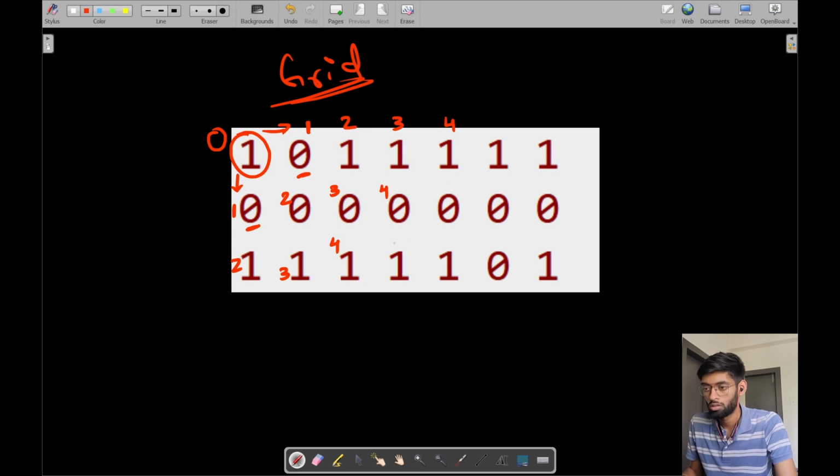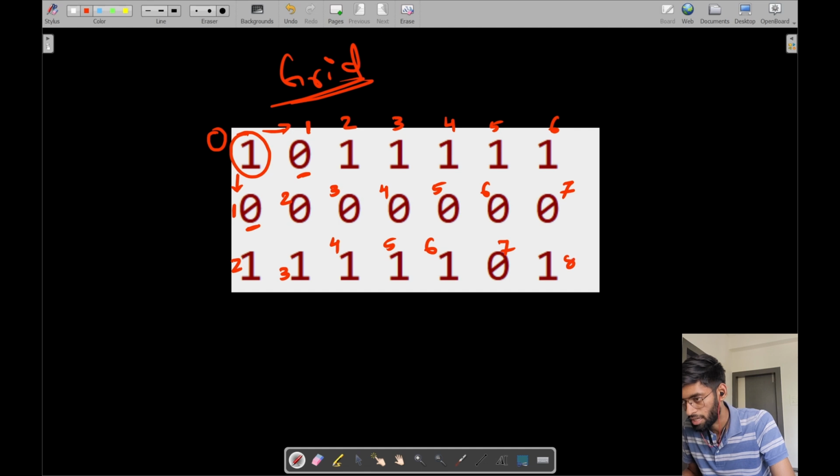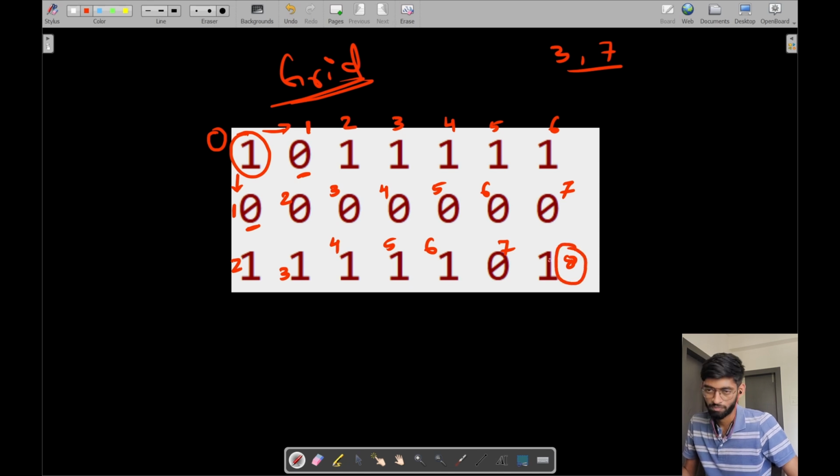Level 4. Level 5. Level 6. This will be at level 6. This is at level 7. This is also level 7 and this is at level 8. So the number of rows given to us is 3 and the number of columns is 7. And the last level which is possible is 8.